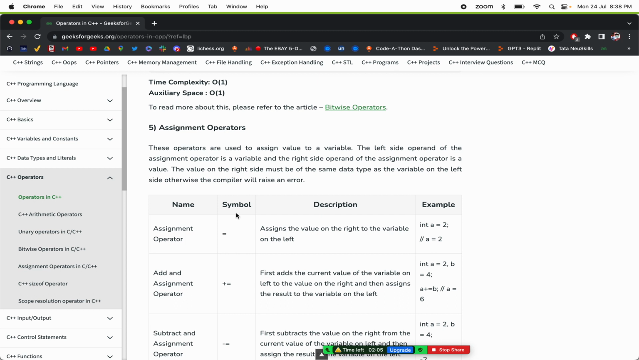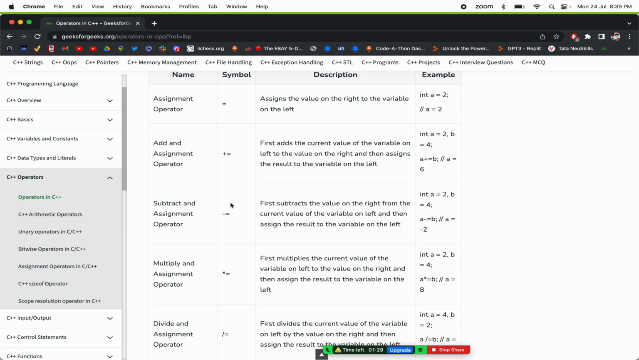The value on the right side must be the same data type as the variable on the left side. If you have specified that the variable on the left side is of integer type, then you have to set it to an integer value only. You can't say the variable on the left side is of string type and set it to an integer. If you have created a variable of integer type, its value should also be an integer.